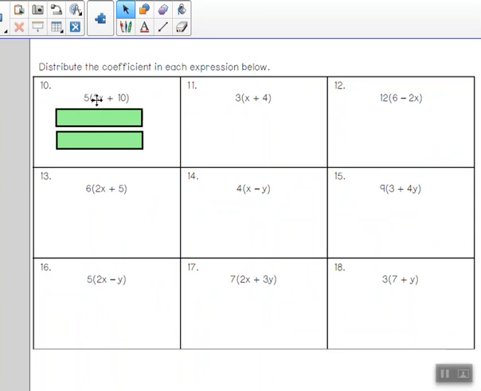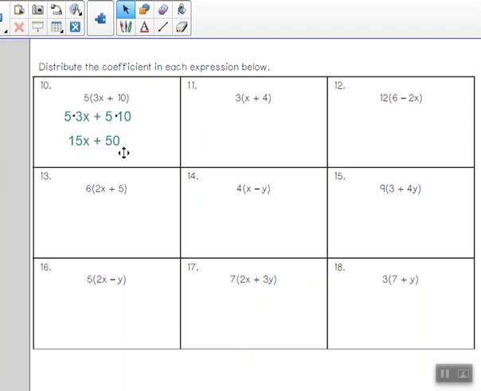So if I do 5 times 3x and then if I do 5 times 10, here's what I get. I get 5 times 3x plus 5 times 10. Now I can take that further. 5 times 3x is 15x. I just attach the variable. And then 5 times 10 I know is 50. And again, I stop there.